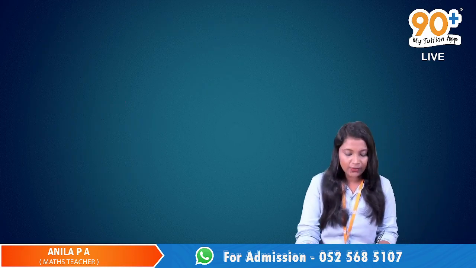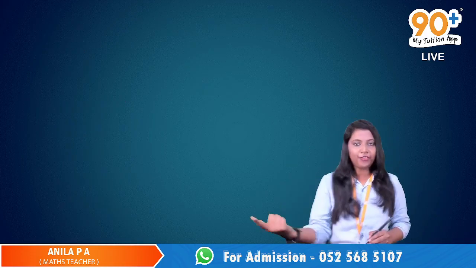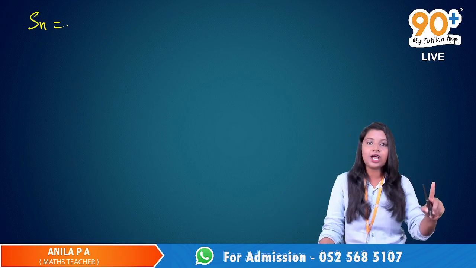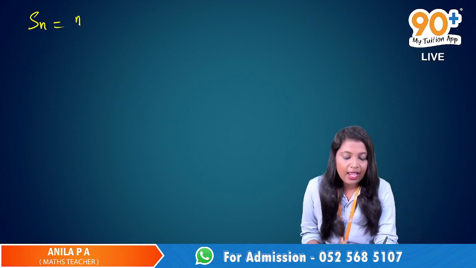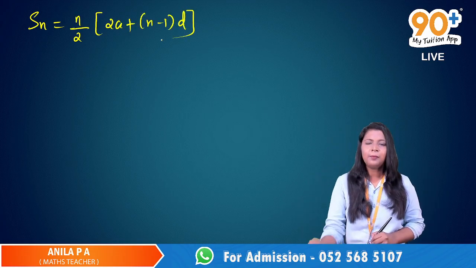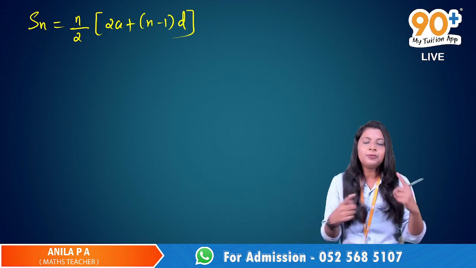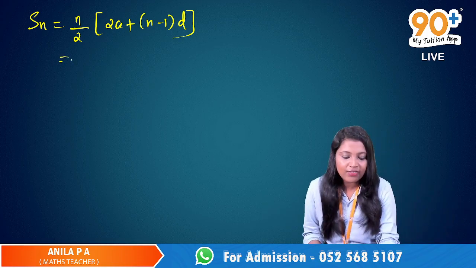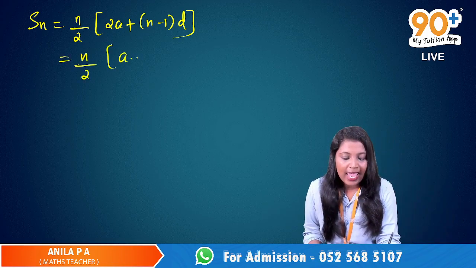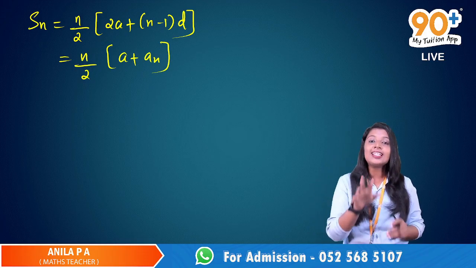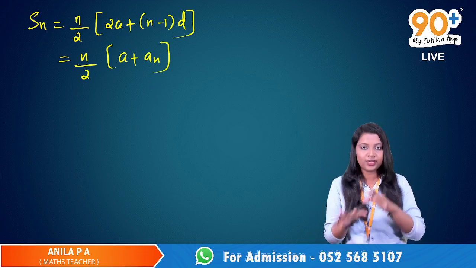Okay, so S21 is equal to, before that, what is Sn? Sum of first n terms of an AP is given as n by 2 into (2a plus (n minus 1) into d), right? But we have one more equation. If the last term, or the nth term, is given, we have this as n by 2 into (a plus an). Okay, we have two equations. So let's see both these equations through the single question.